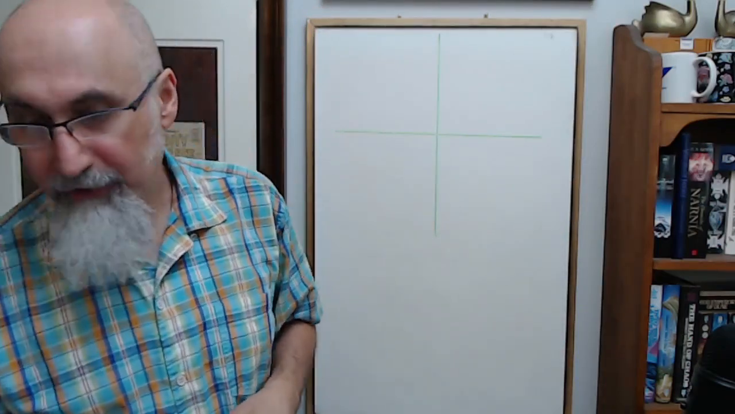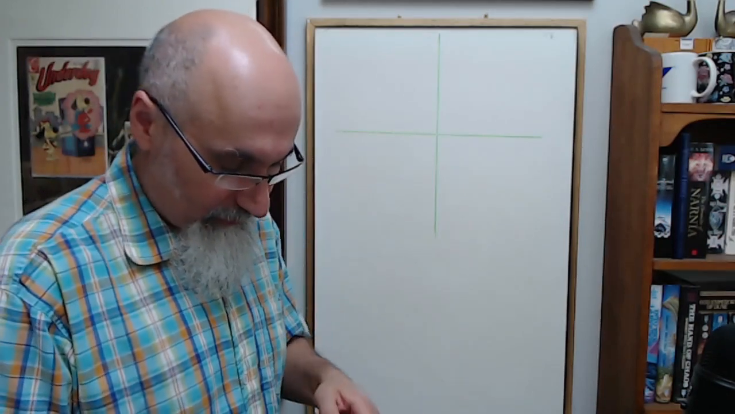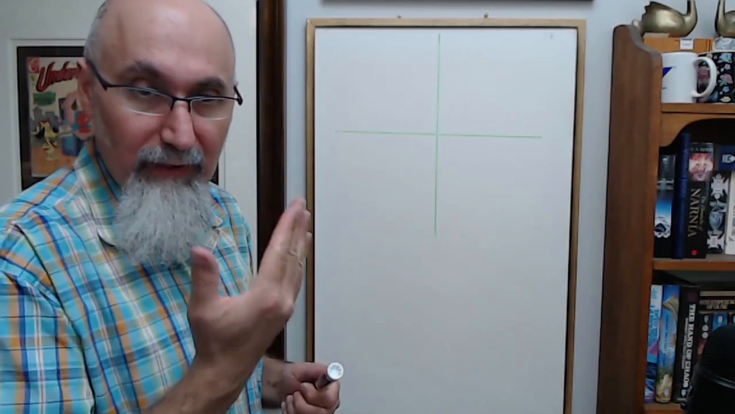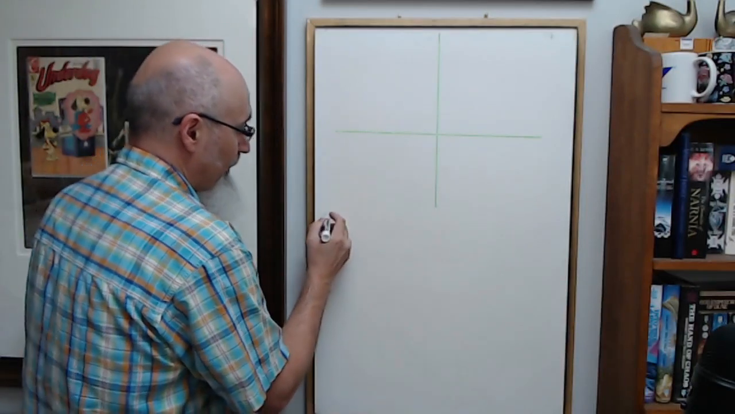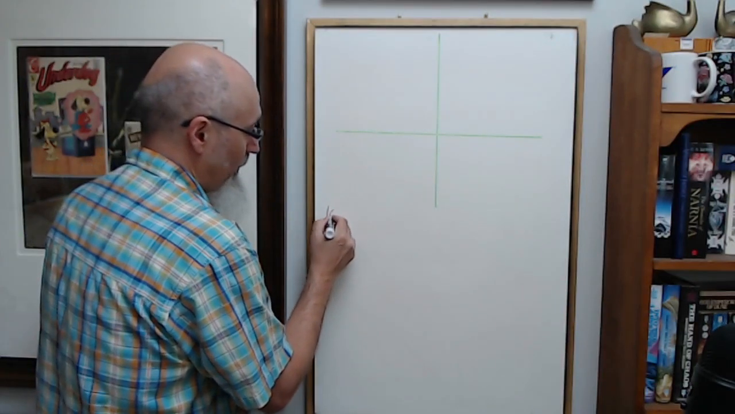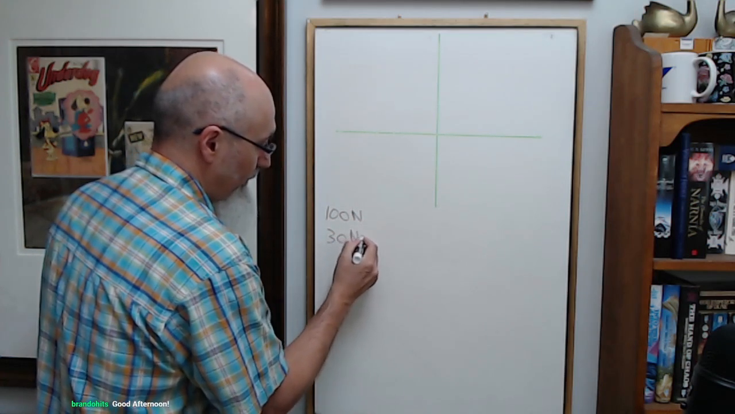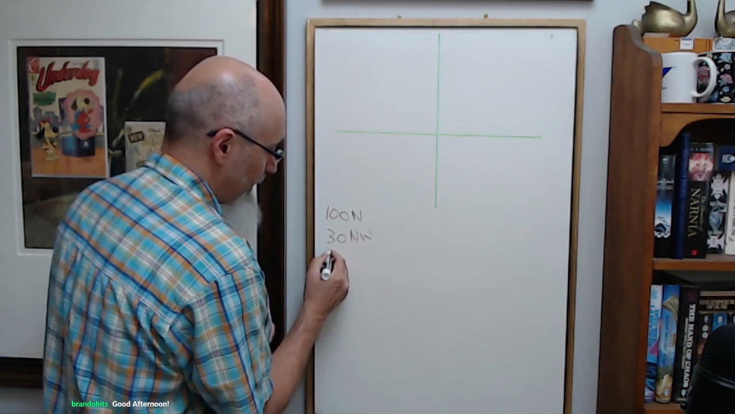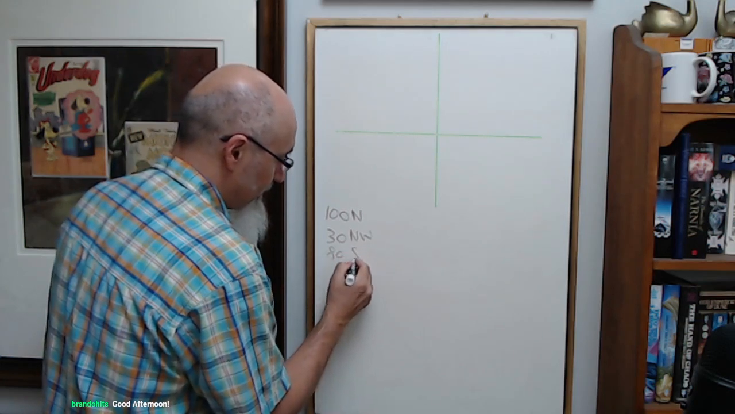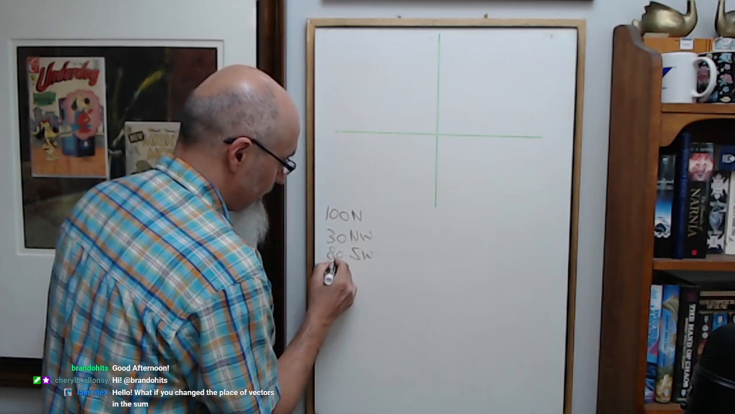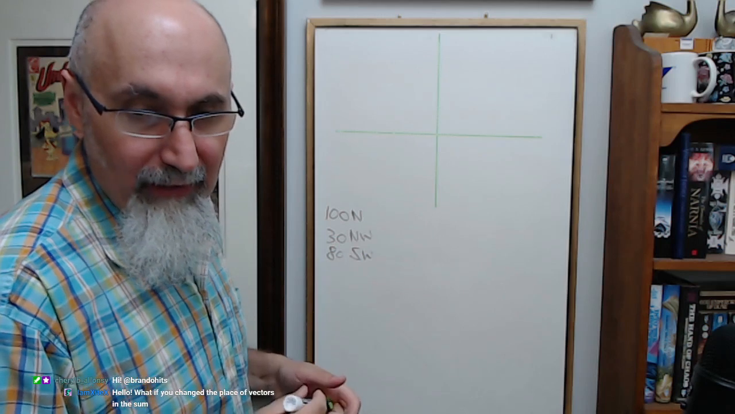So once we got our Cartesian coordinate system, let's add what we had. Take a look. These are the measurements we had, right? We'll put them here: 100 north, 30 northwest, and then 80 southwest, right? So let's do the 100 north first.